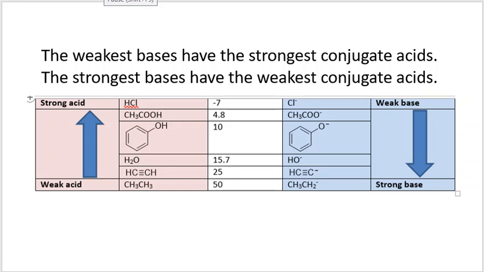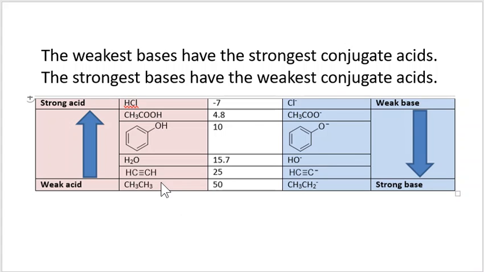It's possible to determine relative basicity by looking at the pKa of the conjugate acid. So for instance, if you are wanting to compare chloride to the deprotonated ethane molecule or ion, you could look at the pKa's of their conjugate acids, which are over here to the left. And the pKa of hydrochloric acid is -7. It's a strong acid, leads to a very stable and unreactive chloride ion.